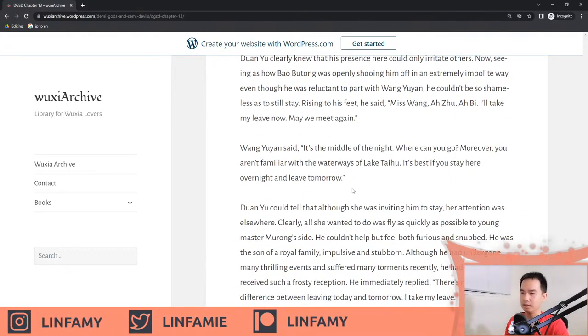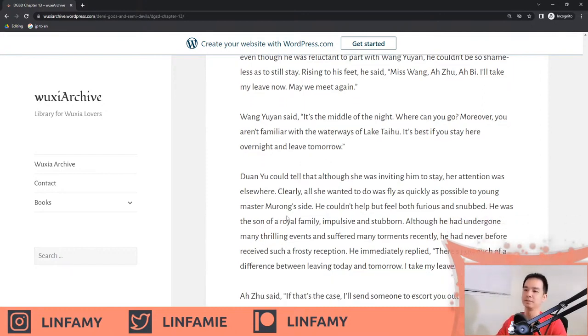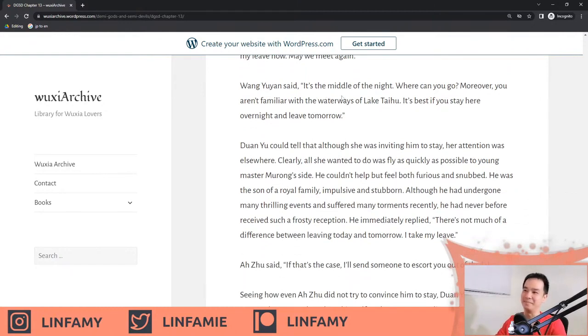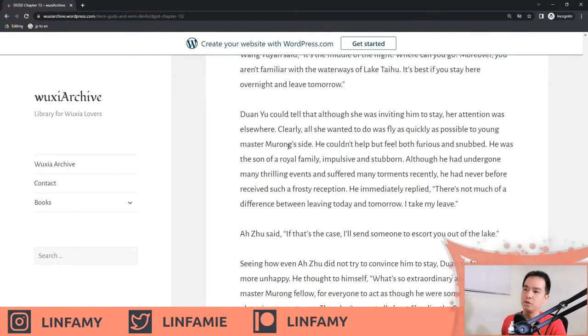Wang Yuyan said, "It's the middle of the night. Where can you go? Moreover, you aren't familiar with the waterways of Lake Taihu. It's best if you stay here overnight and leave tomorrow." He was about to just leave in the middle of the night. Duan Yu could tell that although she was inviting him to stay, her attention was elsewhere. Clearly, all she wanted to do was fly as quickly as possible to young Master Murong's side. He couldn't help but feel both furious and snubbed.